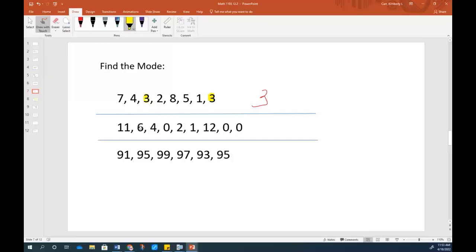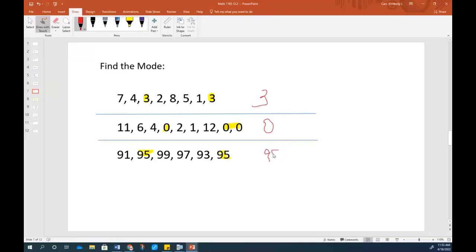Now looking at our next one, these zeros are jumping out at me. So I have 0 and 0, and then a 0 over here. 0 appears 3 times, and none of the other values appear 3 times. So 0 is the mode. Let me see, I have a 95 that I'm seeing twice. And nothing else even appears twice. So in this row, 95 is the mode.